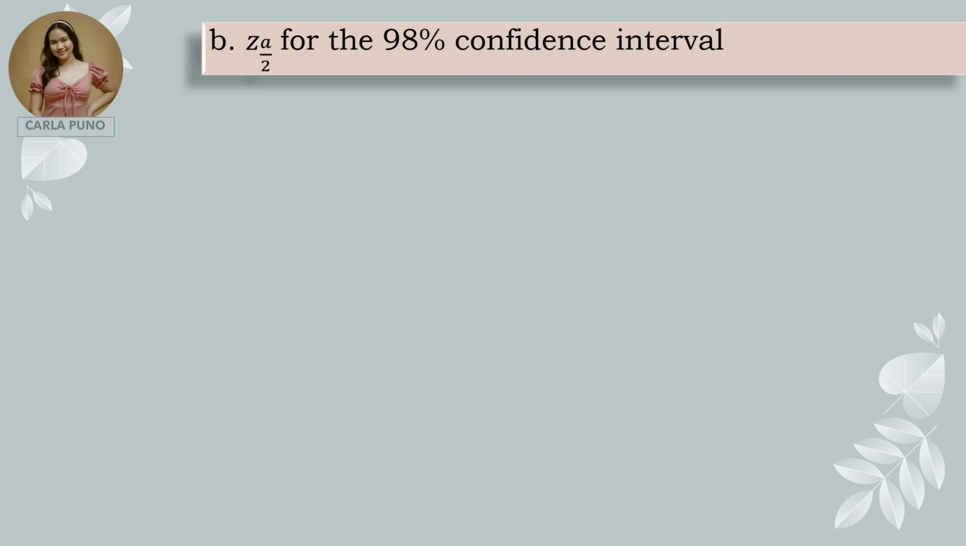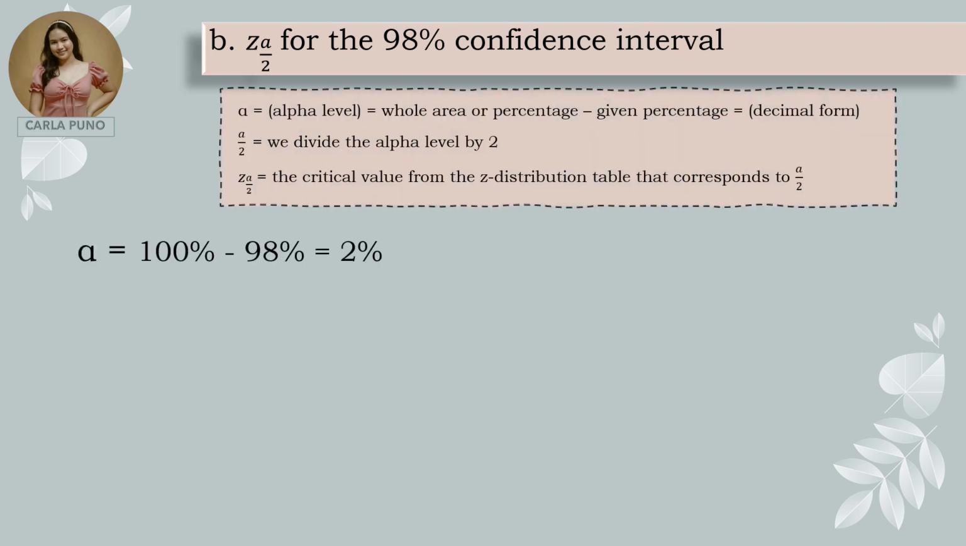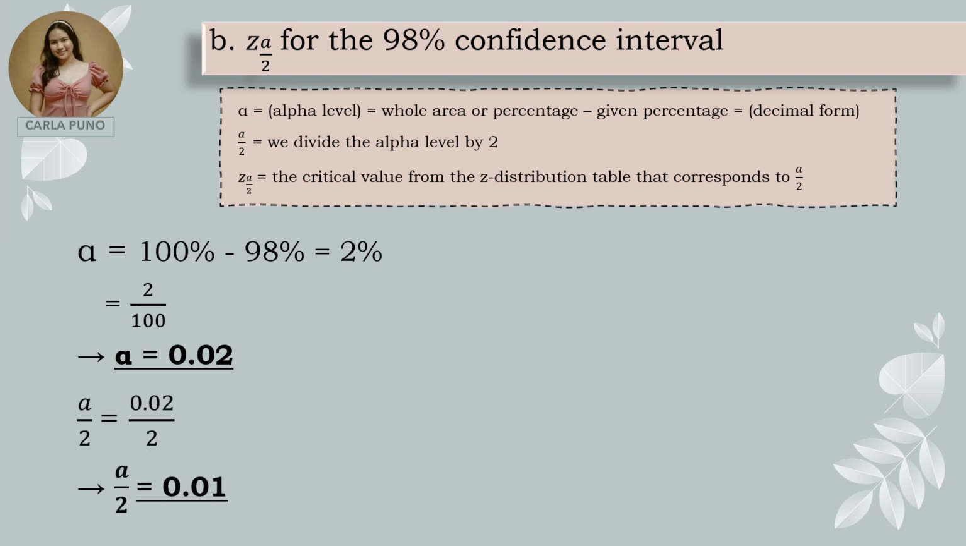Next, we have letter B, Z sub alpha divided by 2 for the 98% confidence interval. First, we are going to look for the value of our alpha. 100% minus 98% equals 2%. And then we divide 2 by 100, so we get its decimal form. Now we have alpha equals 0.02. And next we are going to divide it again by 2. Now we have alpha divided by 2 equals 0.01.